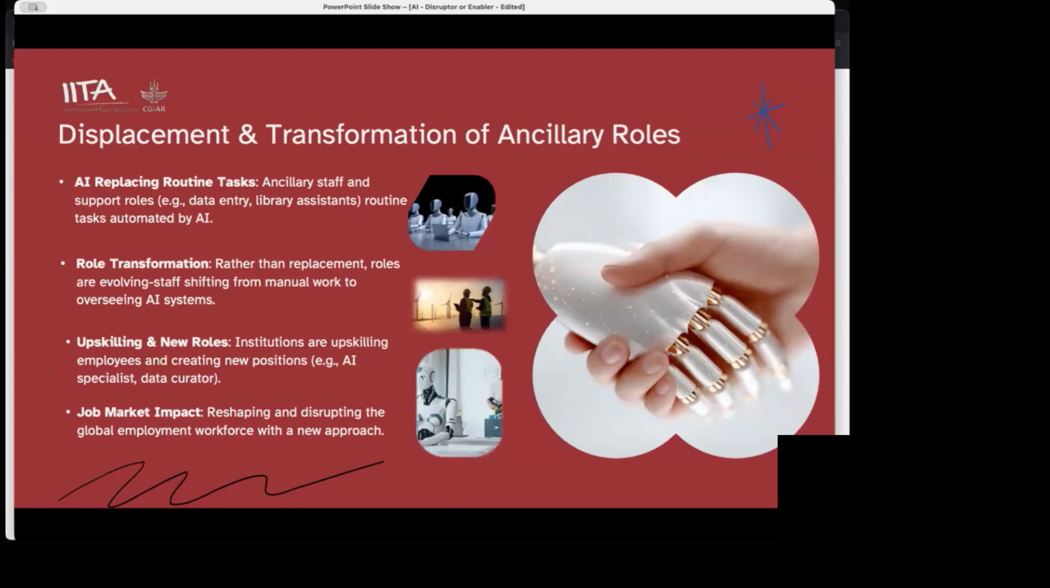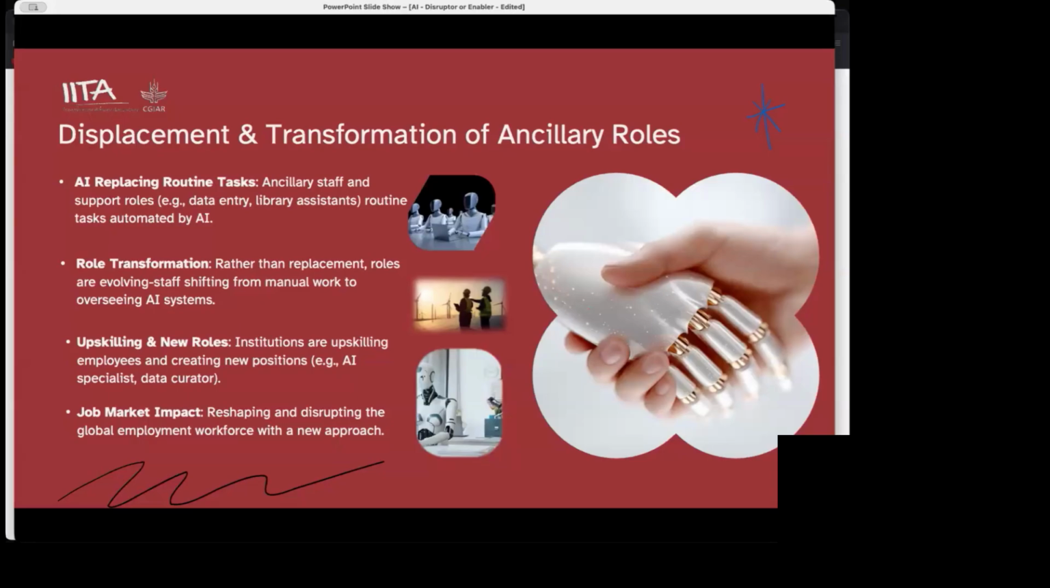Organizations are responding to this by upskilling their staff and even creating new roles. Some of us might have seen job titles like AI specialist, data curator, or AI ethicist, roles that barely existed 10 years ago. So even if some traditional tasks will shrink or disappear, new opportunities focusing on managing AI tools or ensuring data quality are now growing. The key is preparing our workforce so people can move into these new roles, the new normal, so to say, instead of being left behind.